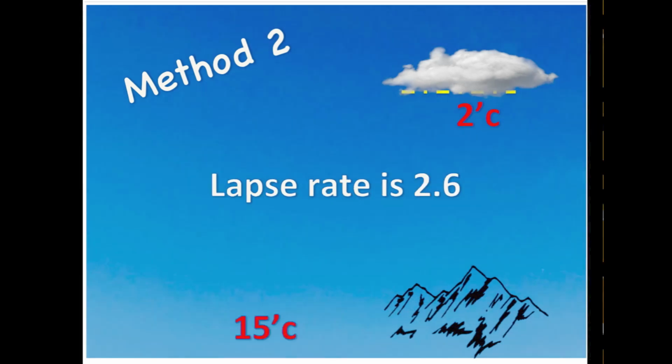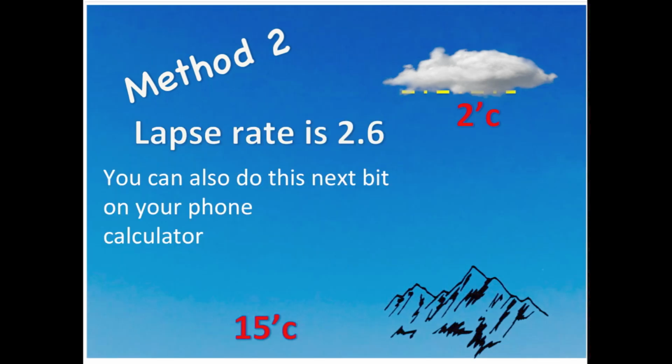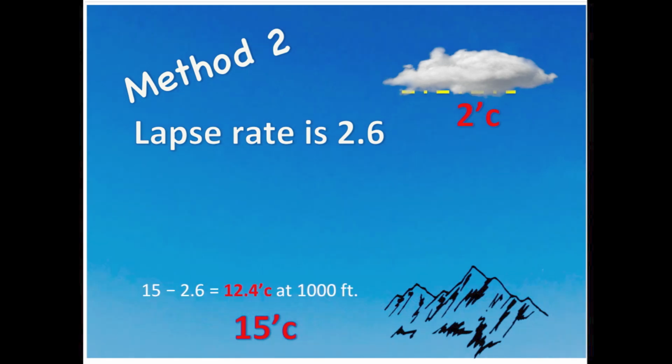And let's get started. Okay, you've got a ground temperature of 15 degrees, you've got a lapse rate of 2.6, and your dew point is at 2 degrees Celsius. Alrighty, well you can always do this next bit on your cell phone calculator. It's just another method to memorize. So this is much like method 1, it's just that in this one you're going to be climbing up in thousands of feet until you find your dew point.